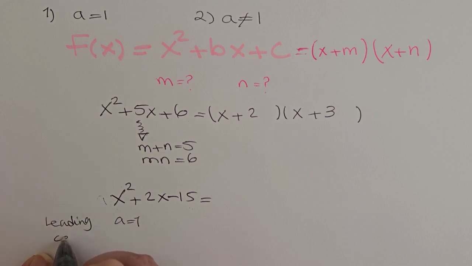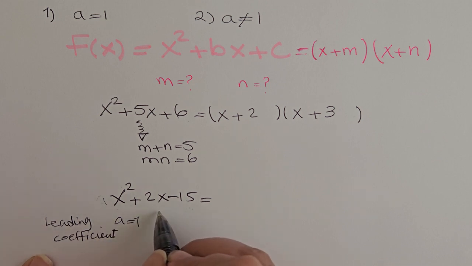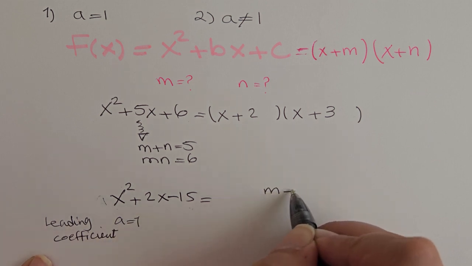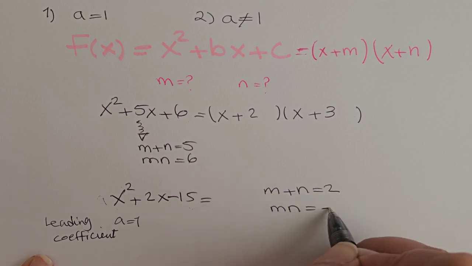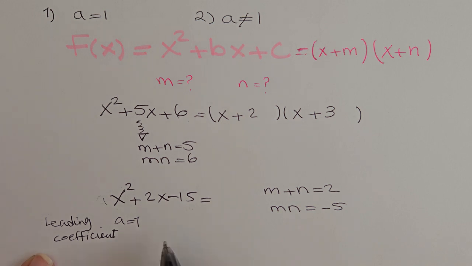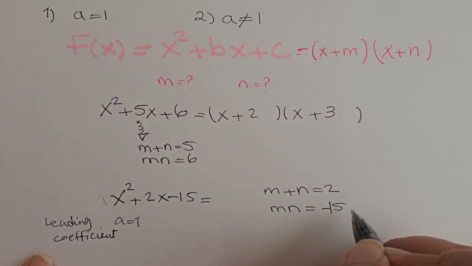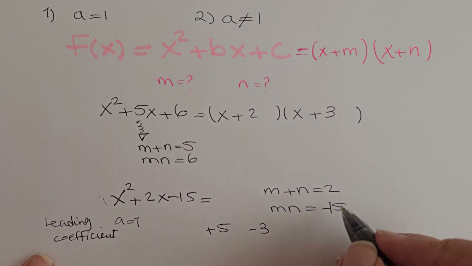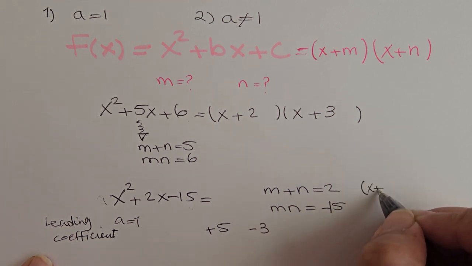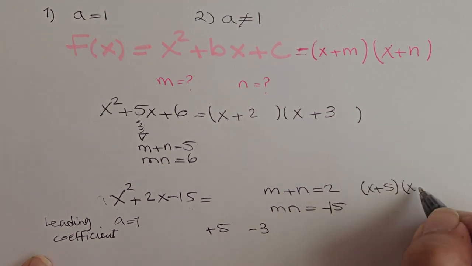The leading coefficient is 1. So we can simply say, I'm looking for two numbers which, when I add them, I get 2, and if I multiply them, I get negative 15. I believe the numbers are positive 5 and negative 3. If I add these two numbers, the sum would be 2, and if I multiply them, it would be negative 15. So here I would say x plus 5 and then x minus 3.